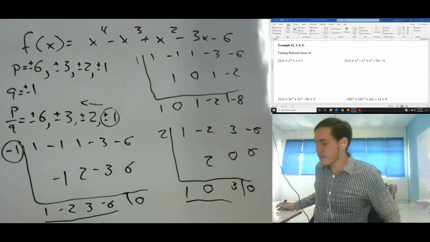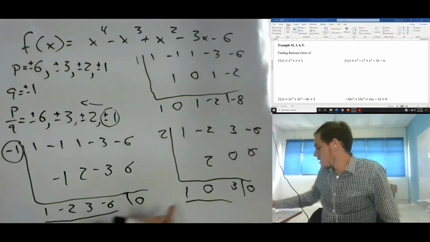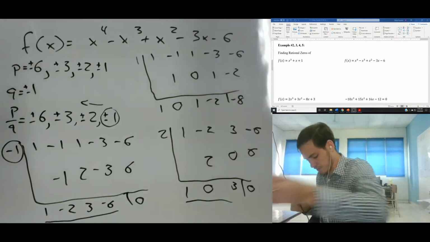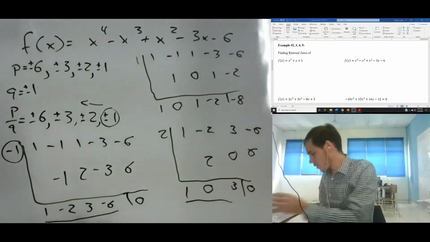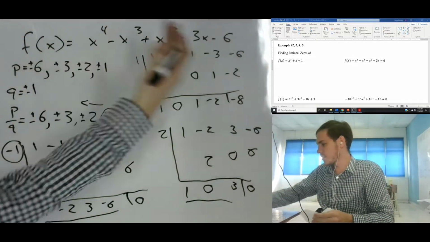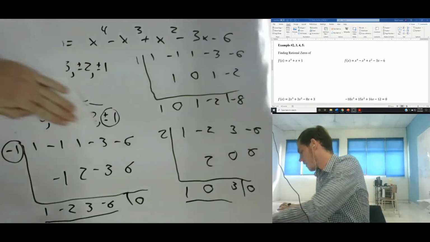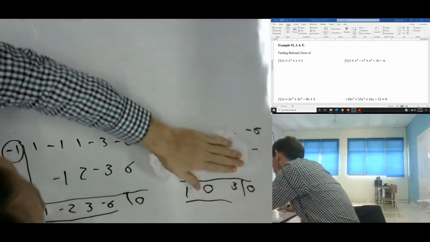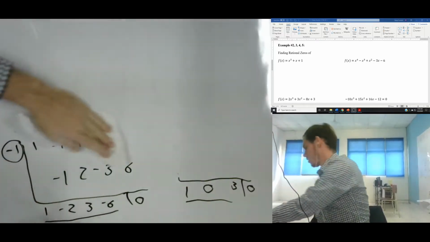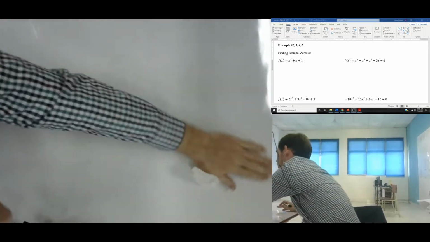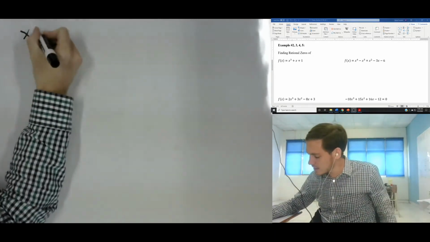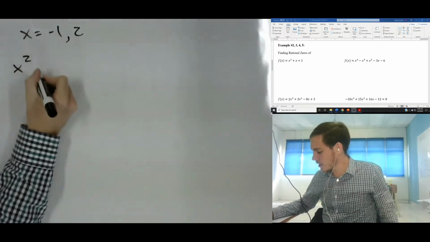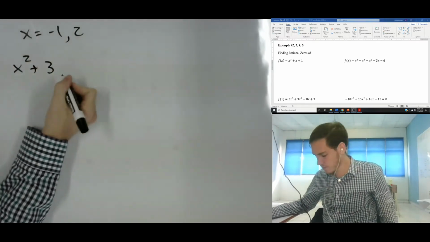So our last one's going to be 1, 0, 3, okay? So we found 2 of our zeros. I'm going to erase this stuff over here. If you ever want to pause, you can feel free to pause. So our 2 zeros are x equals -1 and 2, and we're left with x squared plus 3.